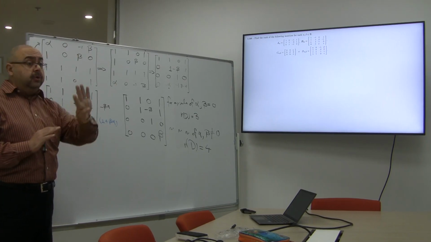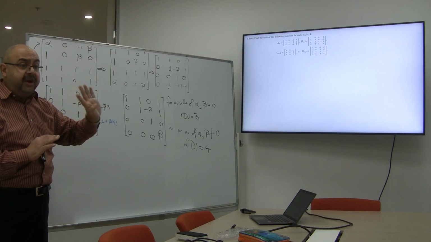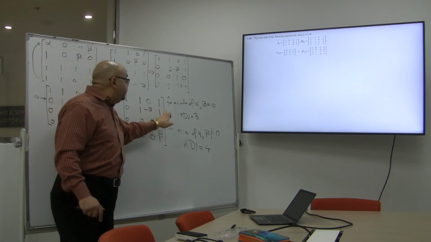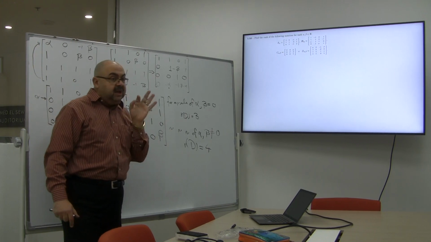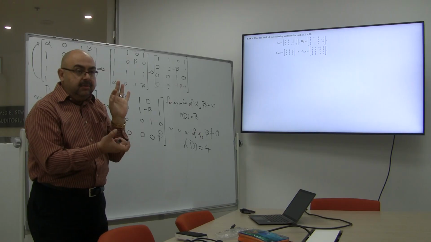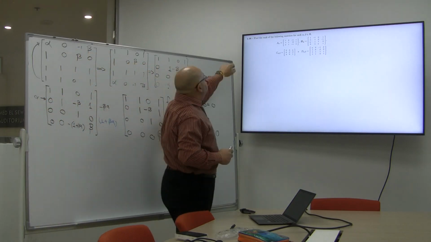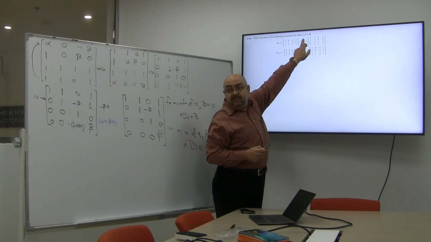Beta is not equal to zero, rank number 4. You will have rank 4, fourth rank. But if beta equals zero, the rank will be 3. He's asking you about the value of beta that's controlling what rank. Statement: find the rank of the following matrices for each value of alpha and beta.